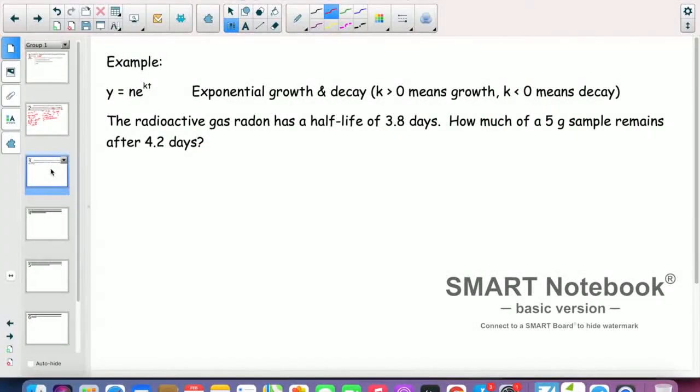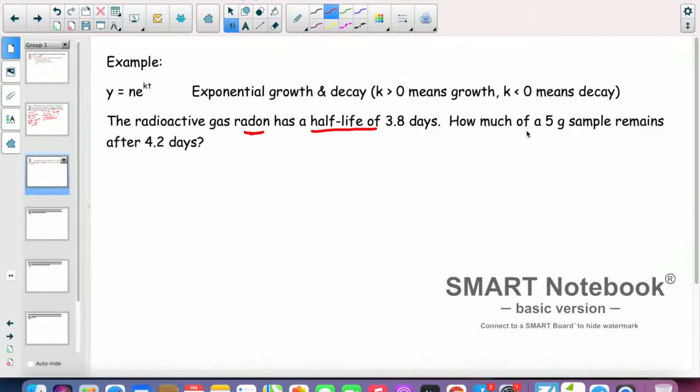Another example, y equals N e to the kt, and they tell us that the radioactive gas radon has a half-life of 3.8 days. Okay, this term half-life is very important when you're talking about science. A half-life tells you how much time it takes for an amount of a particle to decrease to half its size. So they're telling you that the half-life of radon is 3.8 days. So if you start with 1 ounce of radon, it takes 3.8 days for it to decrease to 1/2 ounce of radon. If you have 100 ounces, it takes 3.8 days for it to decrease to 50 ounces, and so forth.